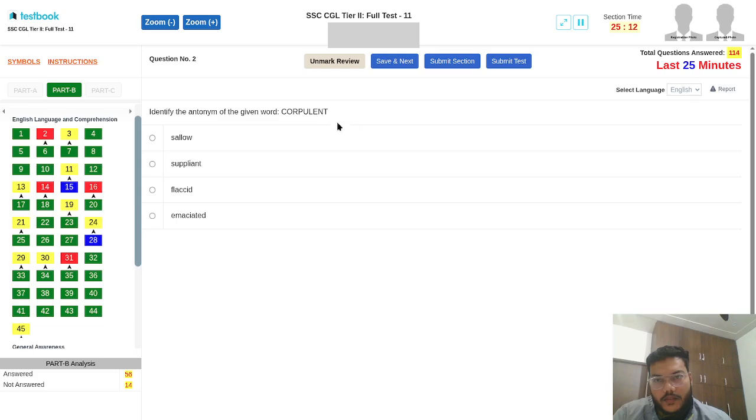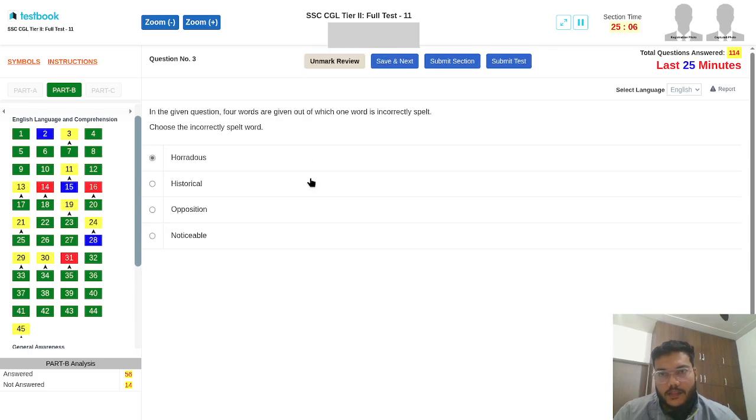corpulent का उल्टा शांत, sallow, suppliant, flaccid, emaciated, छोड़. Historical ठीक है, noticeable भी ठीक है. Horrendous. Position historical.